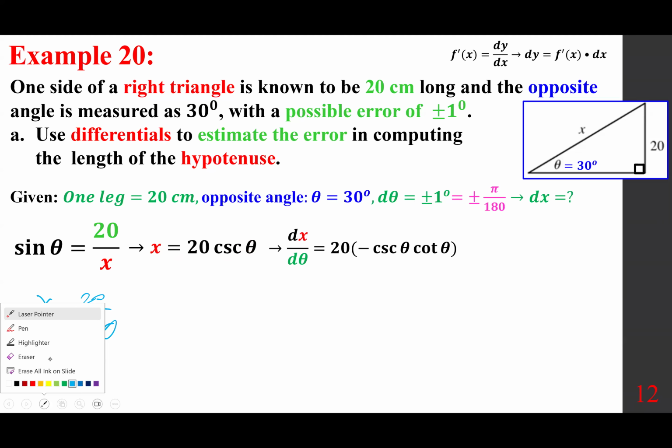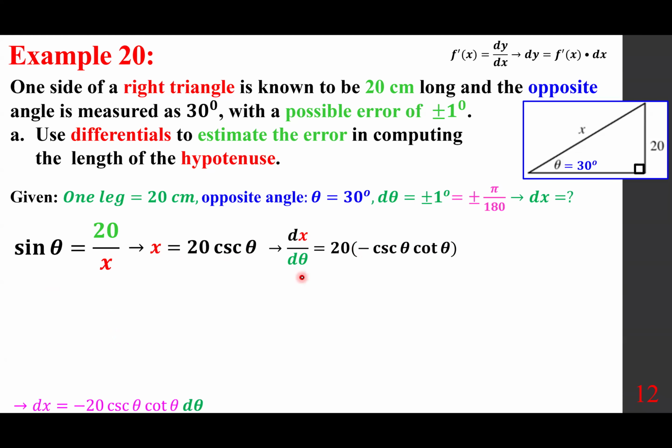Let me erase my work so we can use this space here. So what is dx? Product of these two: minus 20 cosecant theta cotangent theta d theta. So plug in. What is theta? 30 degrees or pi over 6. What is d theta? Plus minus pi over 180. So we're going to plug in.